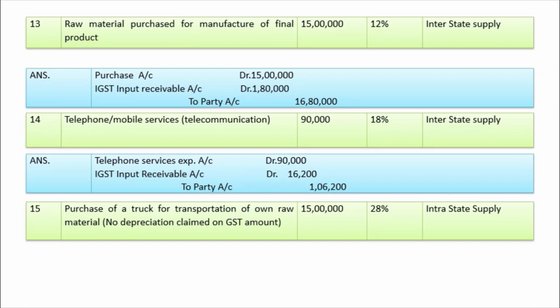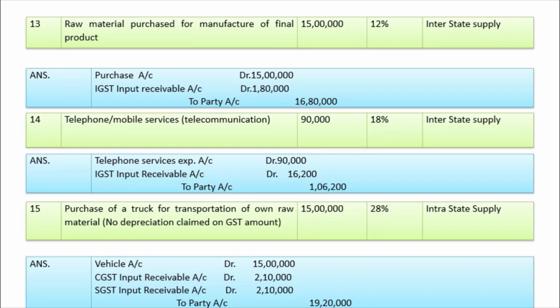But if depreciation is claimed on GST amount, then it will not be recorded separately. It will be added into the cost price of the trucks. So in this situation, the entry is: vehicle account debit 15 lakh, CGST input receivable account debit 2 lakh 10,000, SGST input receivable account debit 2 lakh 10,000, to party account 19 lakh 20,000.